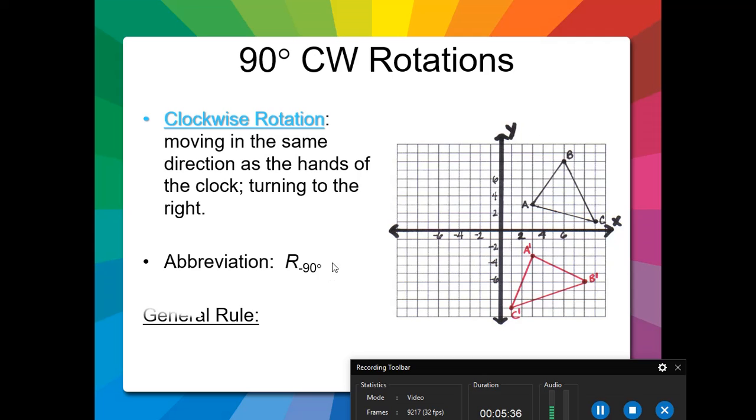We also have a general rule for rotating 90 degrees clockwise. So this time y is going to slide forward, but then x will slide back and become negated.